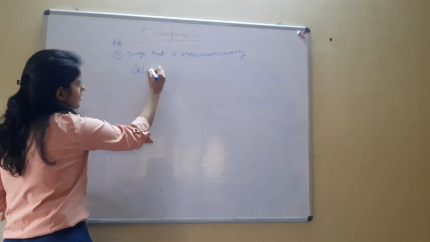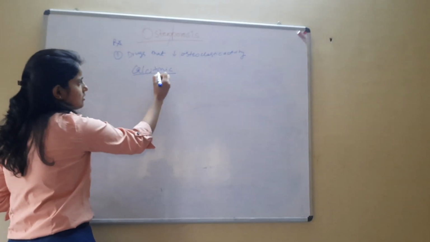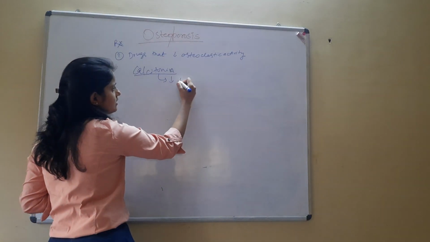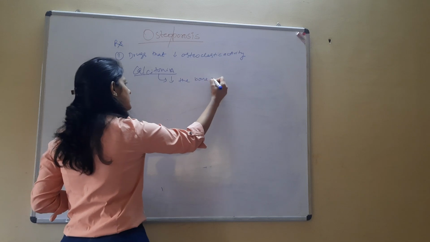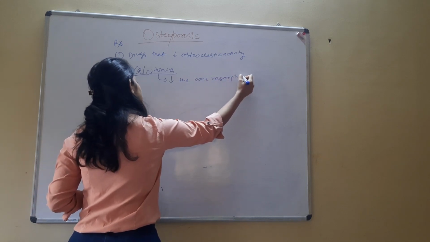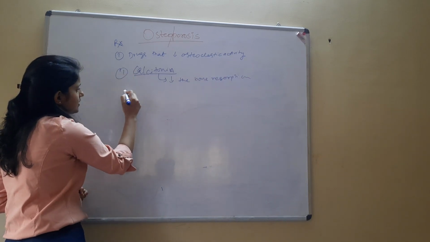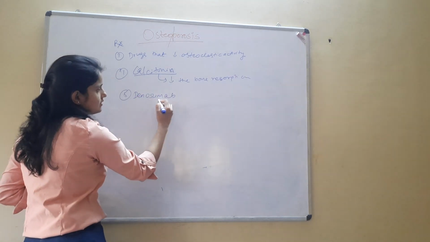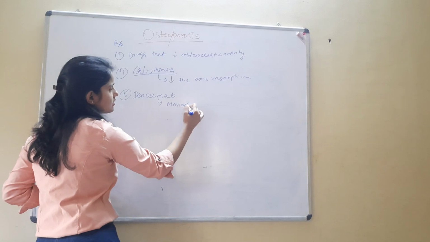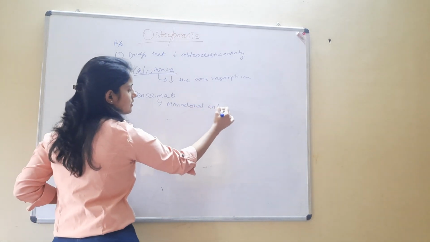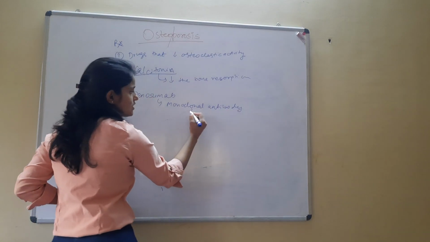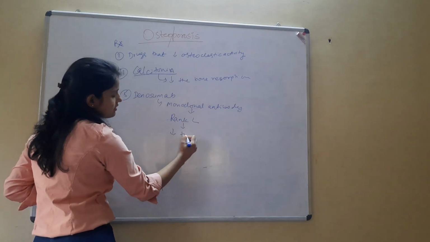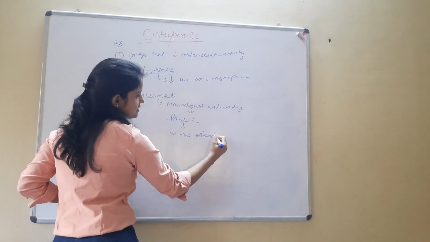Calcitonin reverses the action of bone resorption, decreasing the bone resorption. Fifth is denosumab. This is a monoclonal antibody which binds to RANK ligand and decreases the osteoclastic activity.